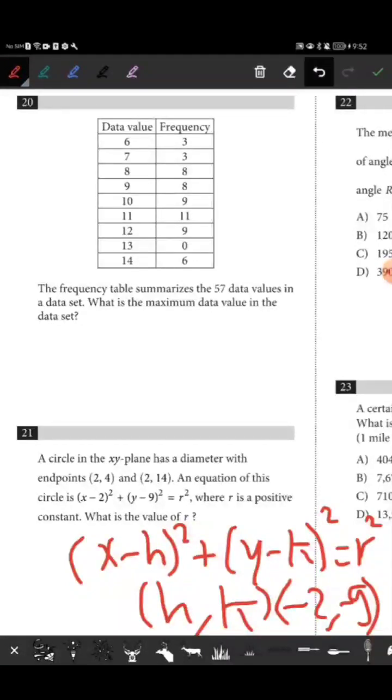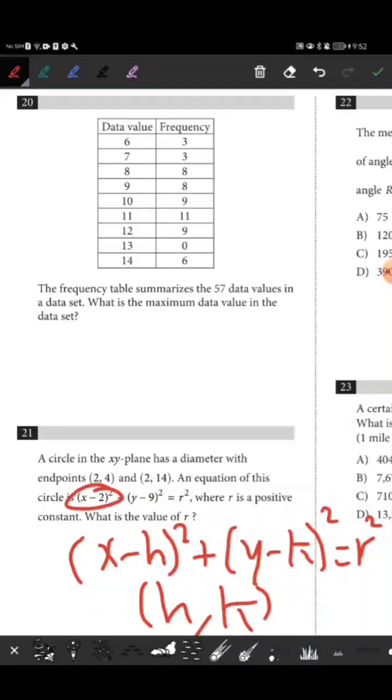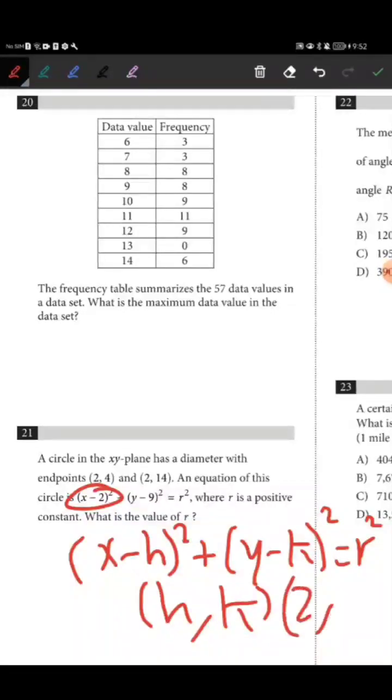No, I'm sorry. Which are 2 and 9, because x minus 2 equals, so the x value is 2, and y minus 9, so the y value is 9. So 2 and 9.